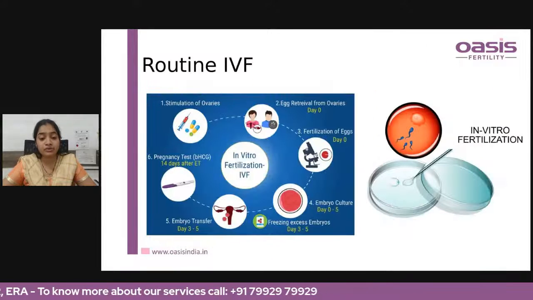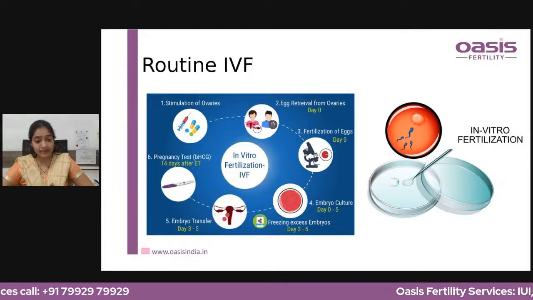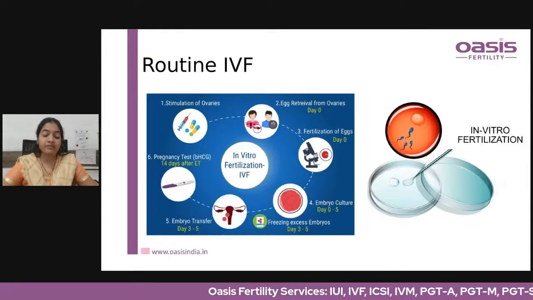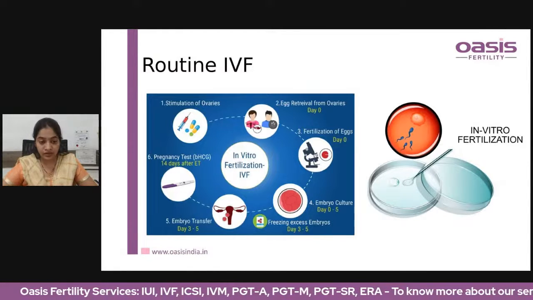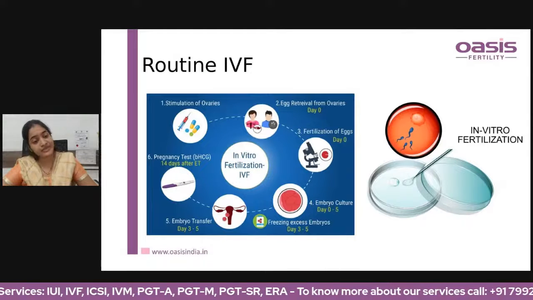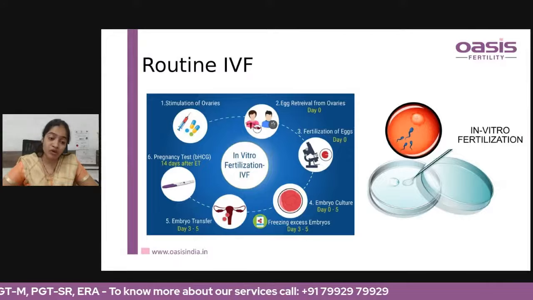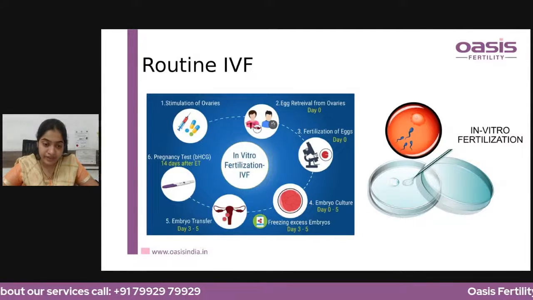Now, coming to the IVF. What is done in the routine IVF? On the second day of the cycle, we call the patients and do the baseline scan, the transvaginal sonography, and in that we assess the number of antral follicles, that is called AFC, the antral follicle count.